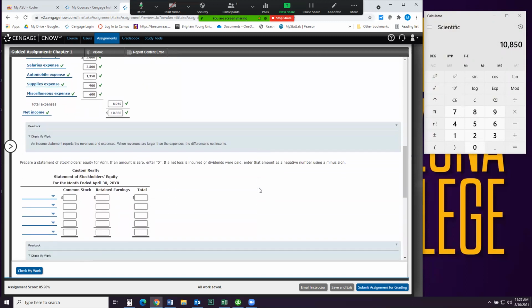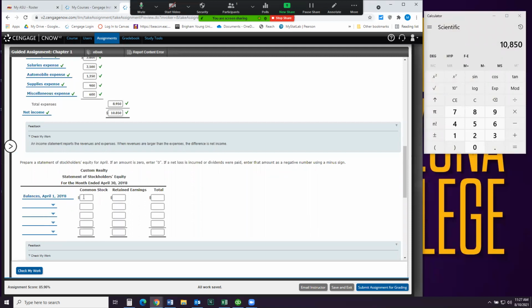So step three says, prepare a statement of stockholders' equity for April. If the amount was zero, enter zero. If a net loss incurred or dividends were paid, enter that amount as a negative number using a minus sign. So we're going to start at the beginning of the month on April. Remember, this was a brand new business. So when it started, it had zero common stock and zero retained earnings.